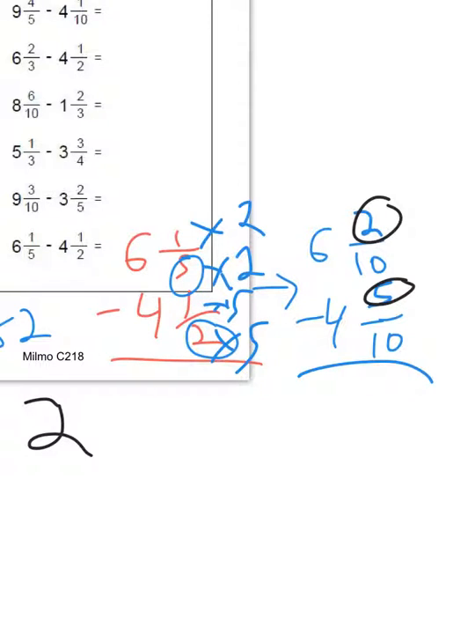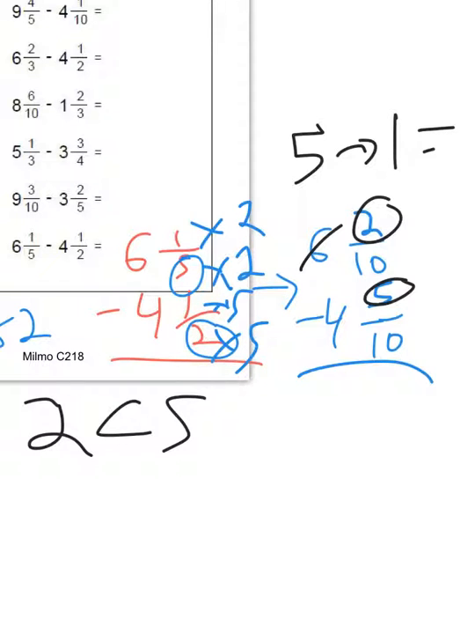Now we come over here, and everything looks fine, except you notice that the 2 is going to be less than the 5, right? Do you see that? Okay, so we need to borrow. The 6 becomes a 5. And over here on the other side, we have a 1. And in this case, 1 is equal to what fraction?